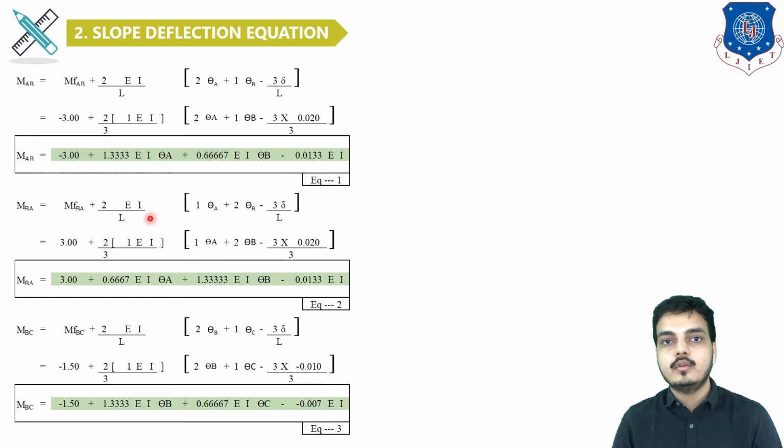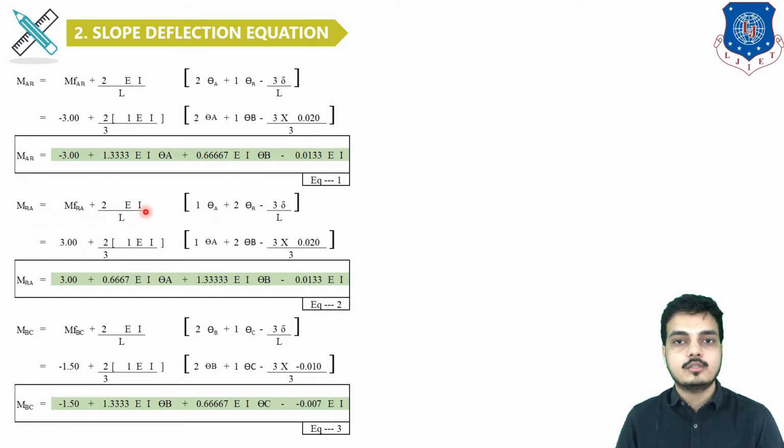Now similarly, we have to find out MBA. For MBA, it is MFBA plus 2EI upon L into bracket 1 theta A plus 2 theta B minus 3 delta by L. The entire expression will be the same, just the multiplication values will be 0.67 for theta A and, multiplying by 2, 1.33, which is nothing but an interchange of both values, and EI theta A and theta B will be the same. So this was equation 1 and equation number 2.